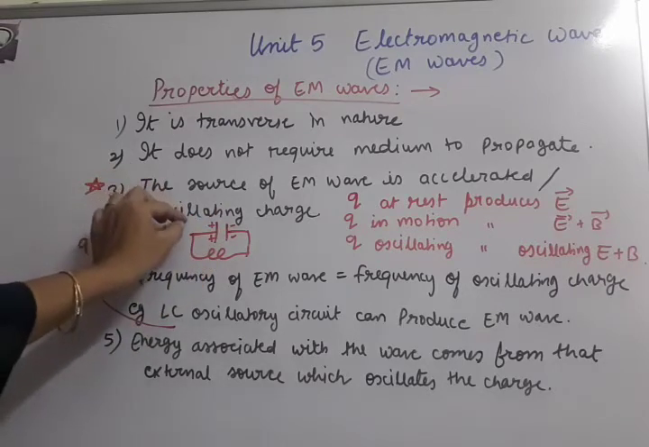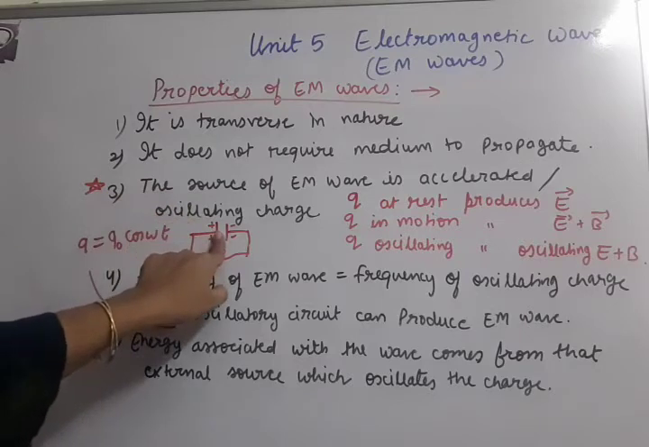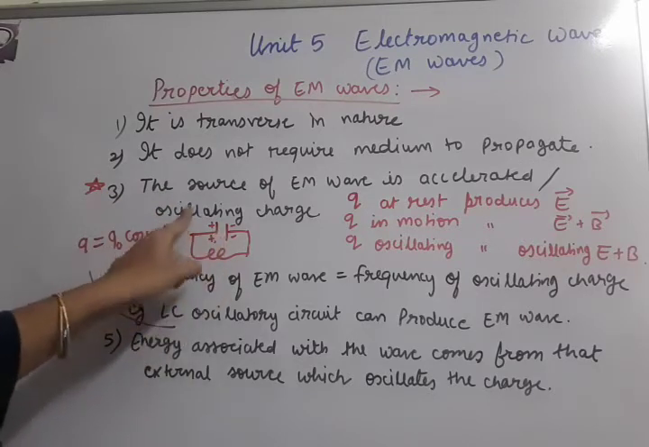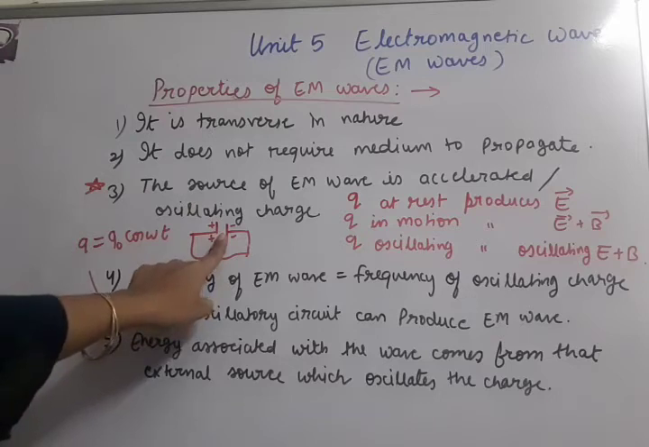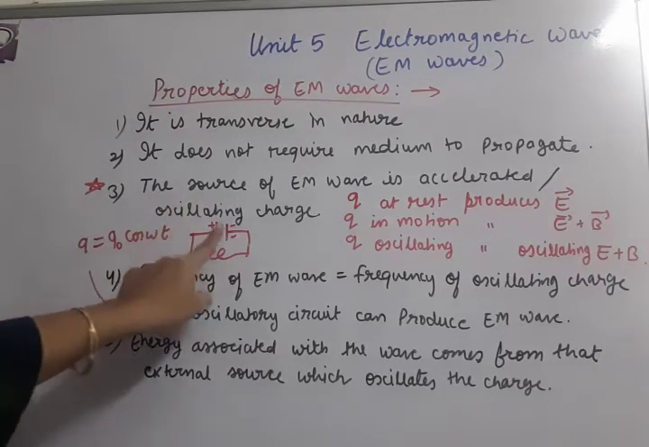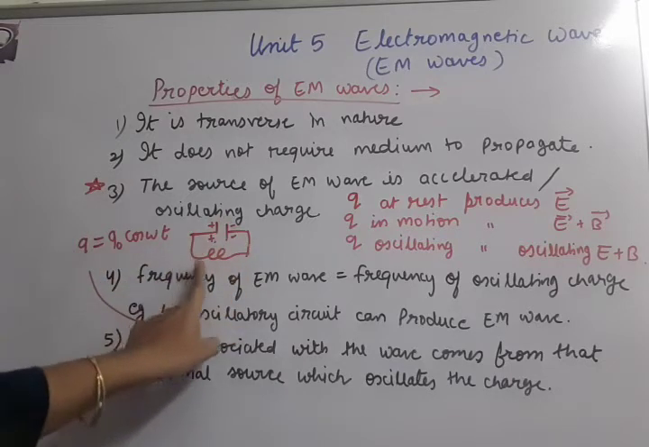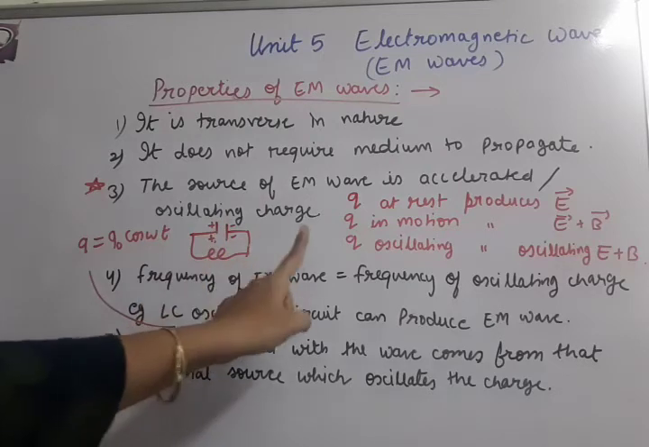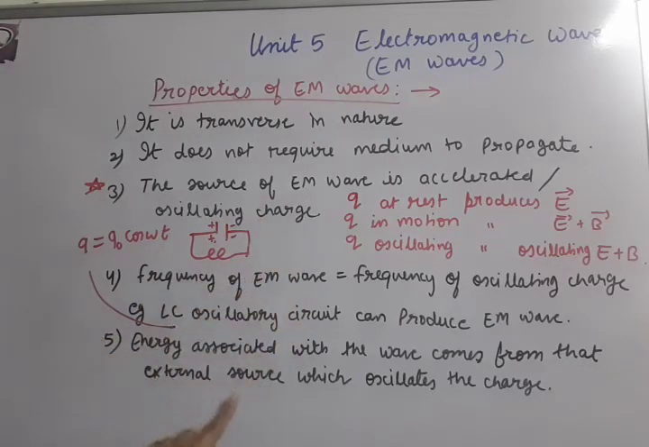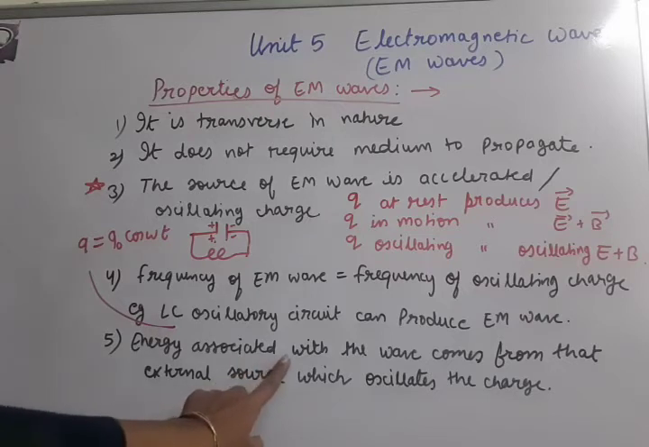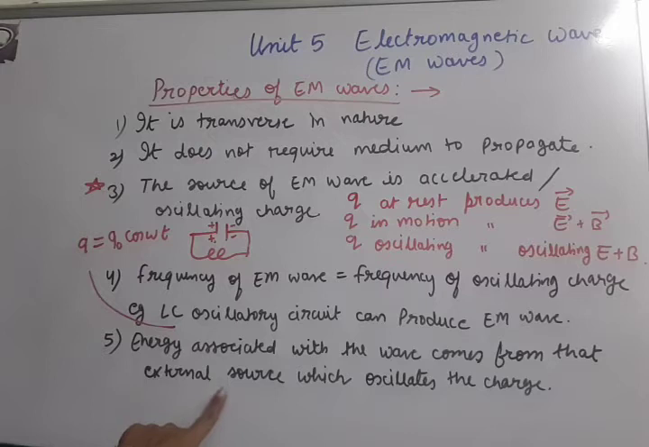So from that source which is charging the capacitor, that source is actually imparting some energy into it in the form of charge. Whatever external source has charged the capacitor is only giving energy to the oscillating charge, and this oscillating charge is giving its energy to EM waves. So if it is asked about energy, we will write: energy associated with the wave comes from that external source which oscillates the charge. So what is the source of energy of EM wave? External source. This is the answer.